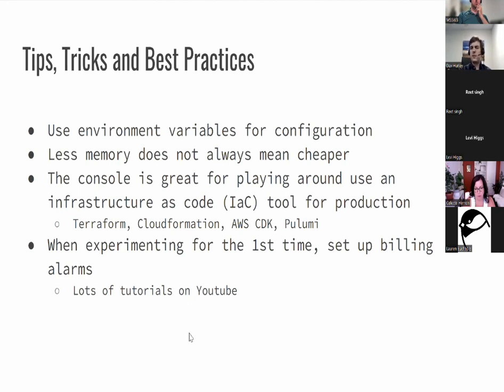The next one is the console is great for playing around, but you should use an infrastructure as code tool for production. Infrastructure as code essentially lets you define templates that provision your cloud resources for you. And there's a number of popular ones. Terraform is probably the biggest. CloudFormation is AWS's native offering.